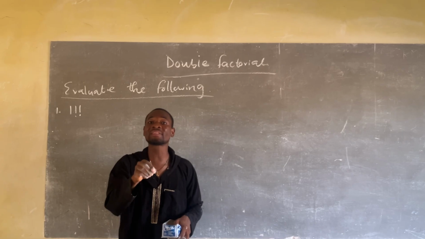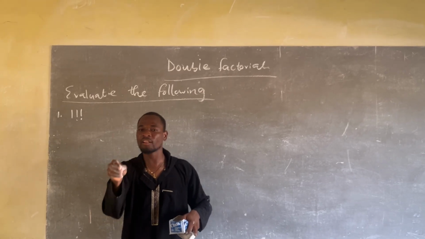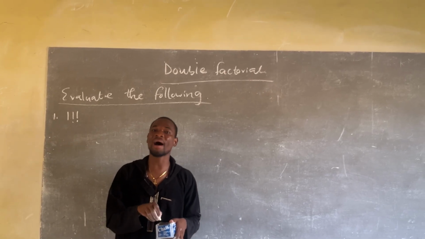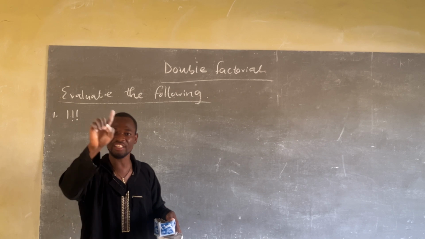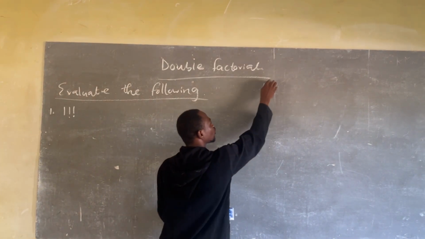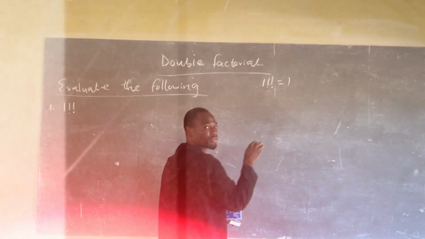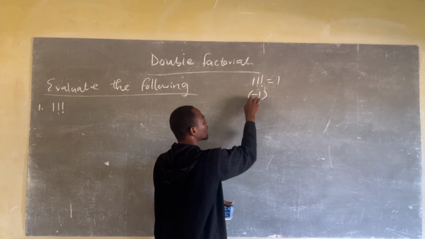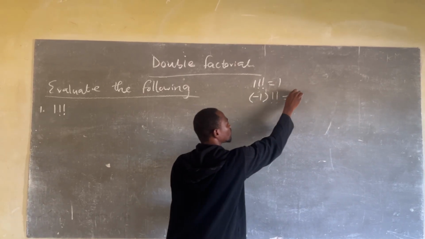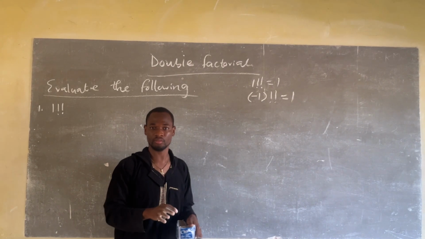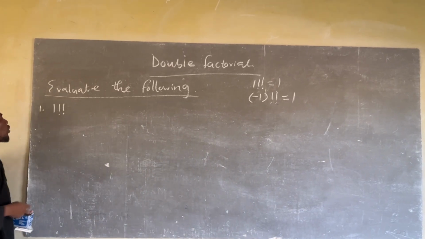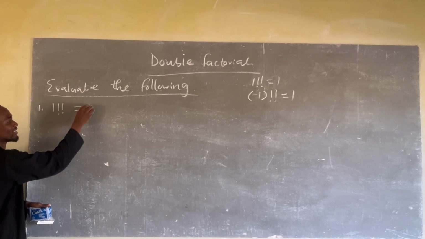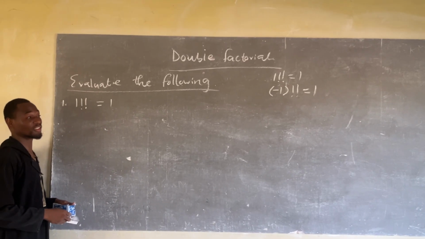And remember, we said parity simply means the n being even or odd. That's what we said. And we also said that by definition or conventionally, 1 double factorial gives 1, and negative 1 double factorial also gives 1. Record this, alright? So 1 double factorial is simply 1.